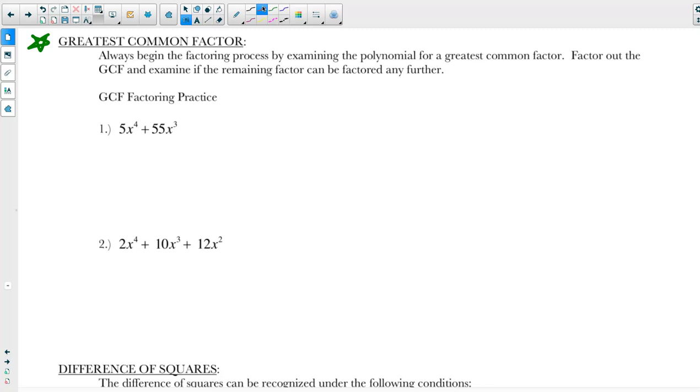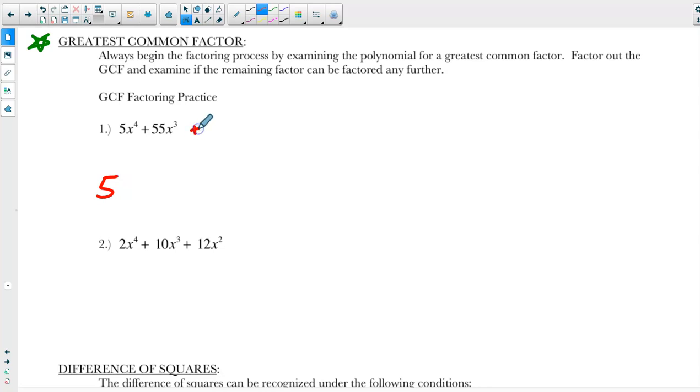When I look at this, I just look at numbers, and then I look at variables. I'm going to start with the numbers. What can I divide 5 and 55 by? 5. So I'm going to write 5 down. This is the start of my GCF, my greatest common factor. Then I look at the x's. Quick hint about your x's: whatever the lowest x is, that's how many you can take from all. Now, there's an exception there.